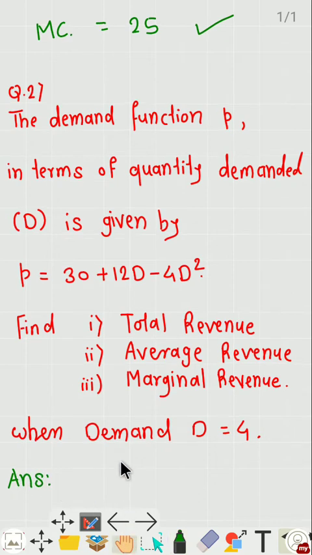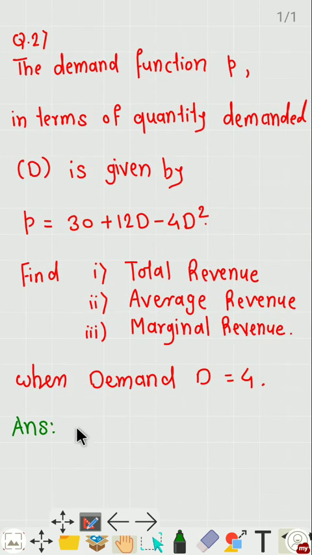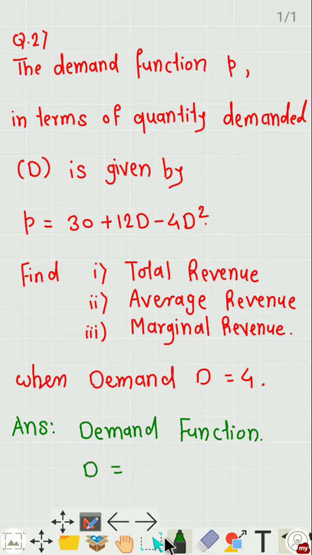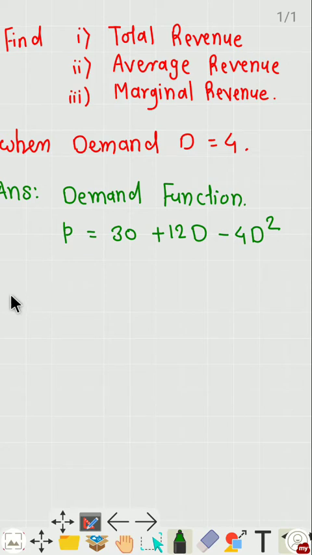Answer. So first of all we see what is given to you. A demand function is given to you, and that function is given by P is equal to 30 plus 12 into D minus 4D square. So this is the demand function, and we have to find the total revenue. So let us find one by one.